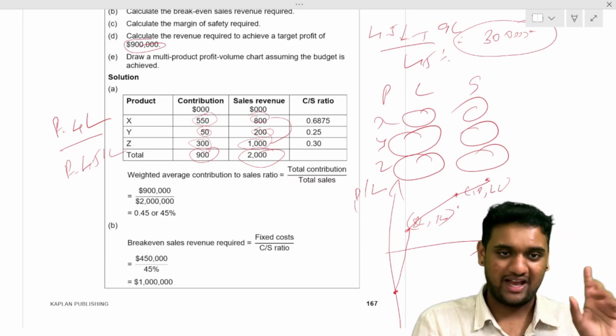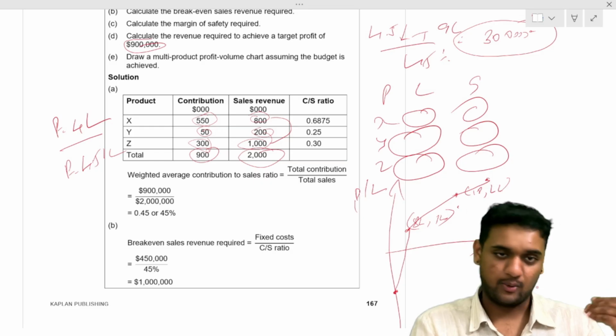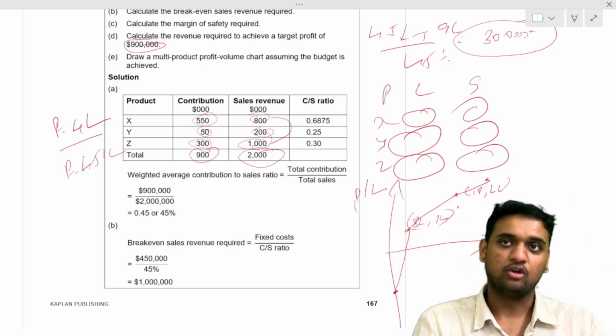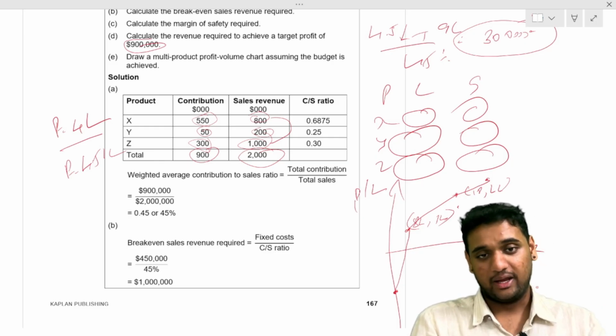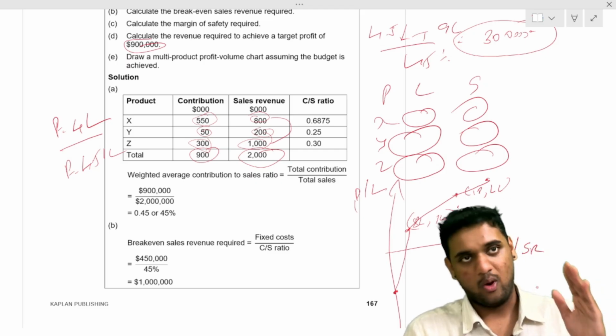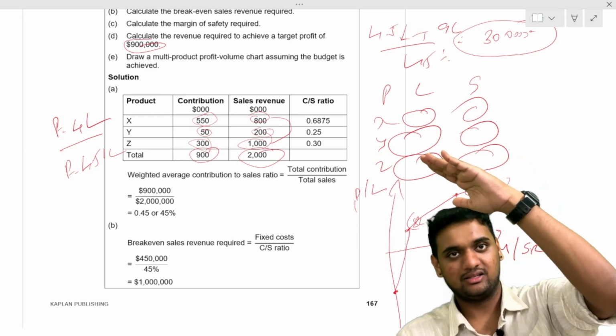First, we assumed we sold only X. Second, we assumed we sold X and Z together. Next, we assumed we are selling X, Y, and Z together. Understood all of you? Okay. Sorry, we got 3 lines. One like this, second like this, third like this.